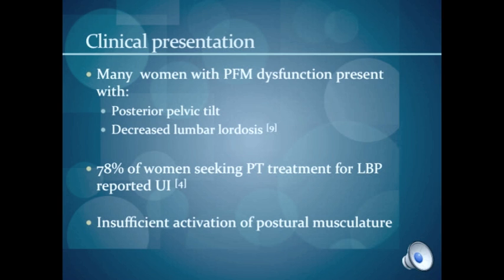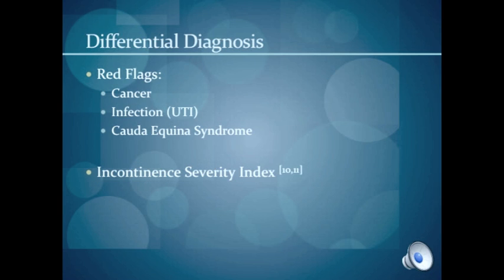Now, important red flags to screen for include cancer, infections such as urinary tract infection, and Cauda-Equina syndrome. A useful self-report tool is the Incontinence Severity Index, which has been validated in several studies.